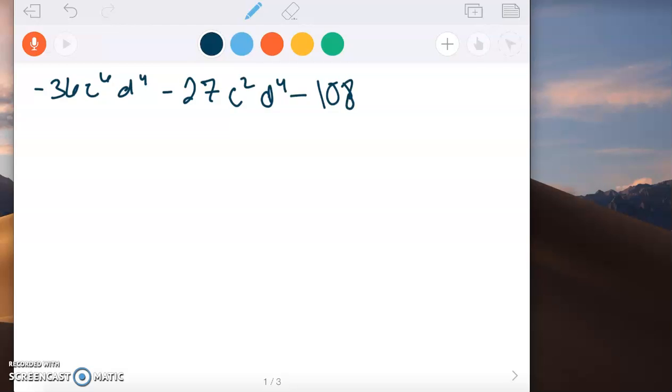Sorry, I have a hard time writing on the tablet, so please forgive. If you have a hard time reading anything, just point it out and I will let you know. All of that divided by negative 9 d to the 4th.